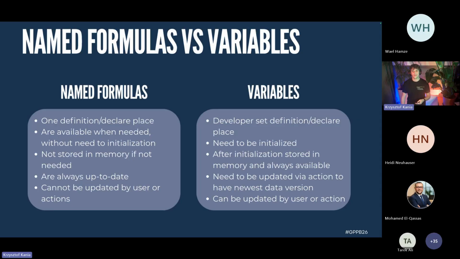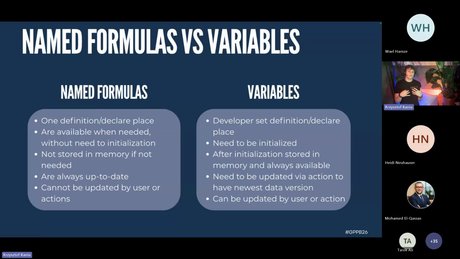For variables, we need to create code to set the definition and declaration in a place. Then we have to have a trigger, an action like opening a screen or a user clicking on a button, for this variable to come to life and have its proper value. And named formulas, we define in a single place and they are available where needed. So those two are really big differences.